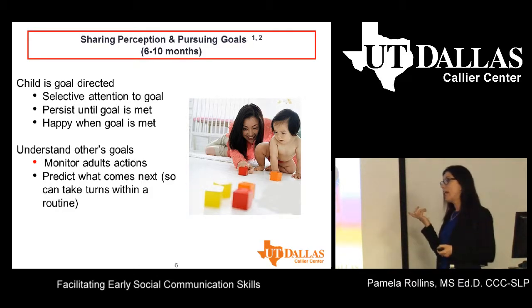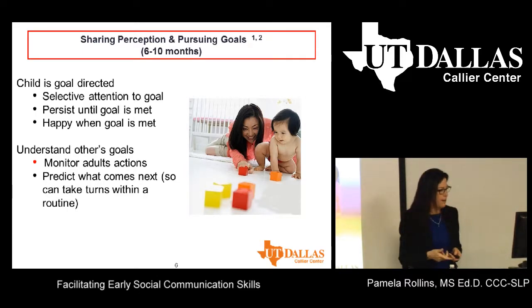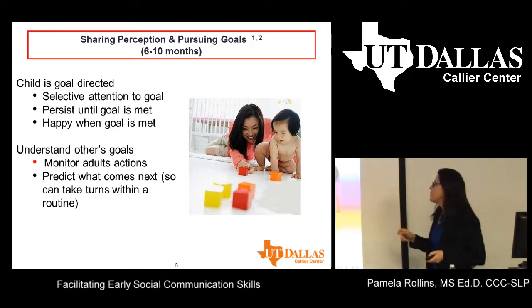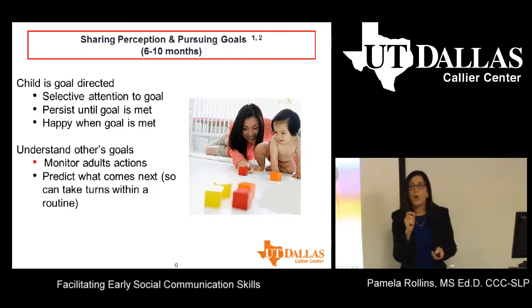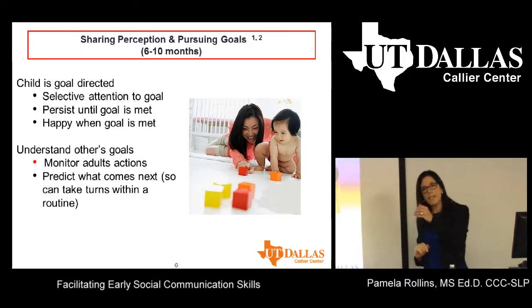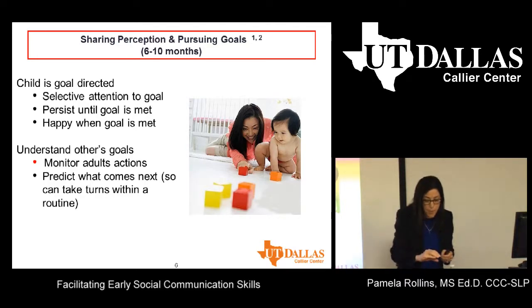They also understand others. They can monitor the other's actions, and they can predict what comes next. So in this situation, the mom's pointing to a block. The child might say, oh, we've done this before. We're going to make a block tower. And the baby might put a block on the first block. And they might start taking turns, alternating, putting blocks and making a tower. And they're both focused on the block tower. What's not happening when they're in sharing perception and pursuing goals is the baby doesn't pick up the block and go, oh, do you see what I'm seeing, right? Are we going to share this block together?